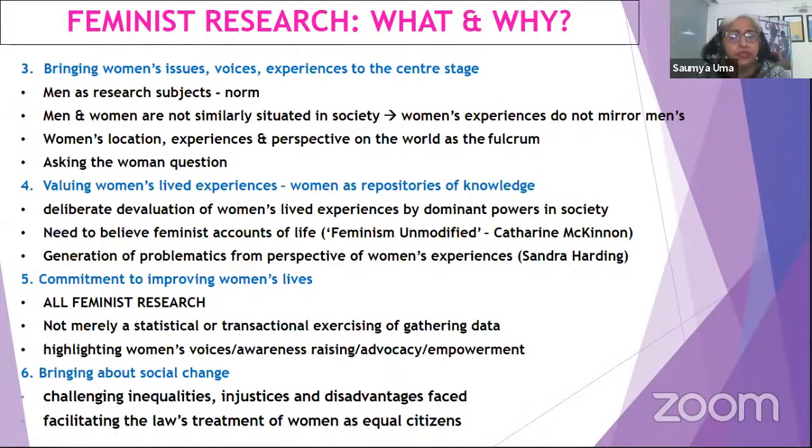The third aspect is bringing women's issues, voices, experiences to the center stage, which I think I've already explained, so I won't go on more with this, but only to add that there is something called asking the woman question. What that basically means is, in any context that one is researching, the natural, normalized approach to research would take into consideration men's lives and men's experiences. But unless one asks the woman question and asks, how is this particular policy or this incident or this scheme or this law impacting women?